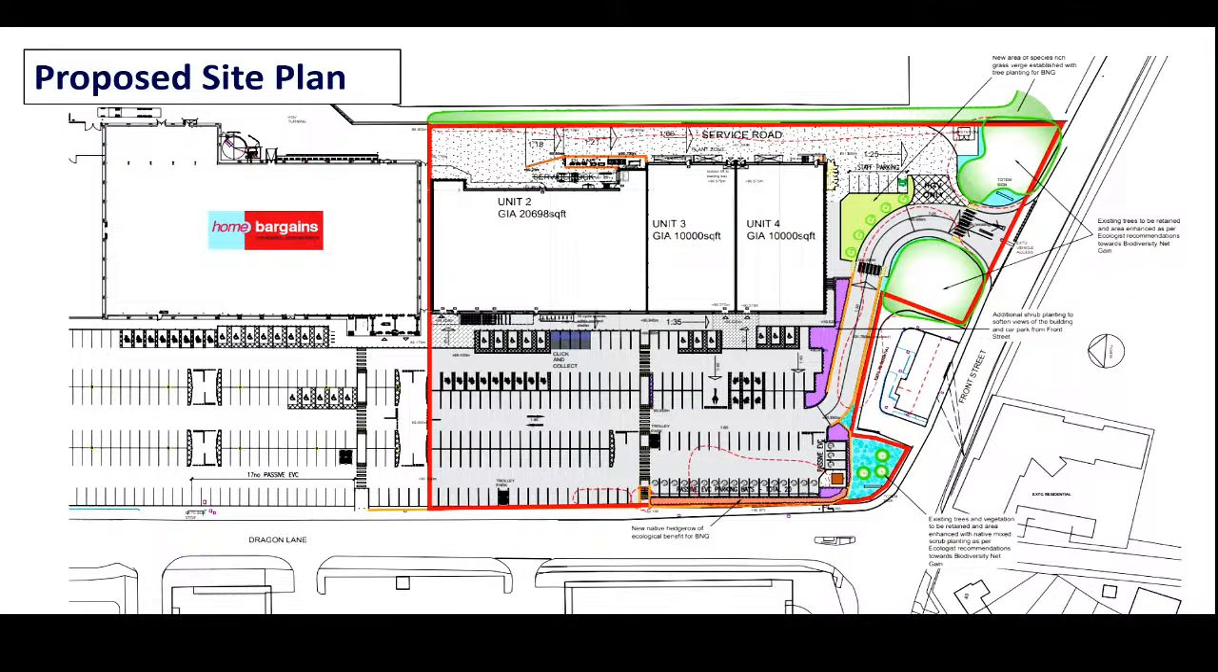Replacement planting is proposed in the southwestern part of the site, so this is indicated in the blue, orange, purple and light green areas off on the right-hand side of the site. The darker green areas at the top right, these indicate existing trees which would be retained.